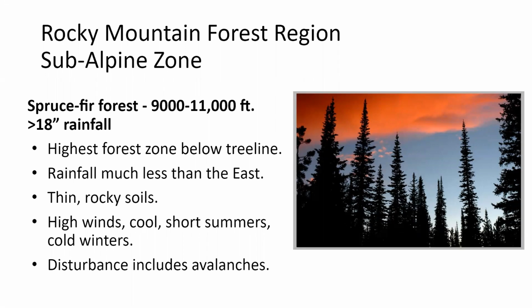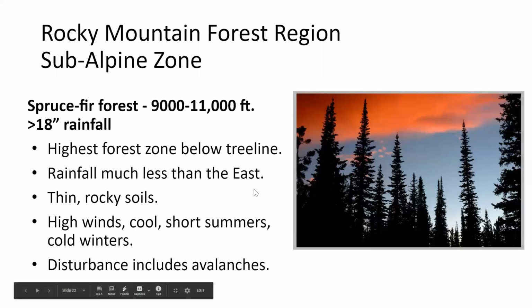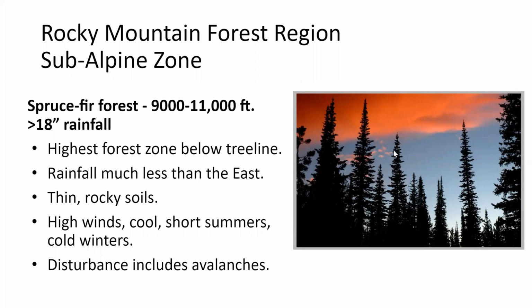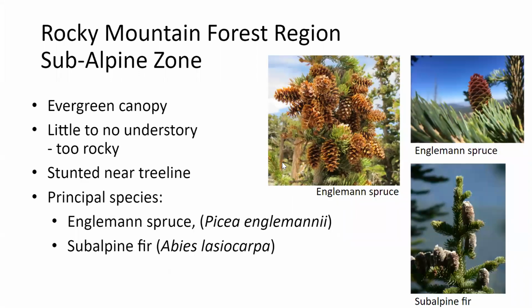And then there's a new disturbance type that we haven't talked about so far, which is avalanches. Avalanches are a significant source of disturbance at these very high elevations with lots of snowpack in the winter. You'll also notice that these forest canopies have extremely narrow pointed crowns to help shed snow and ice. So these all have an evergreen canopy, little to no understory. There's just not a whole lot of soil there.